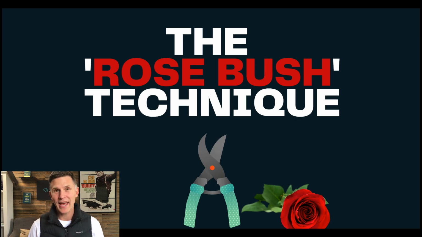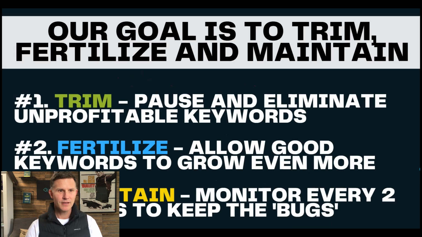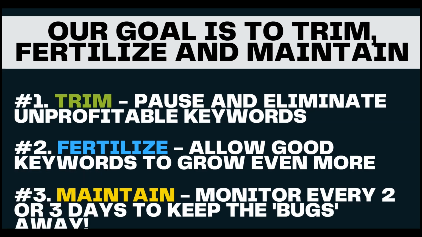So let's have a look at the 3 key things that we do as part of the rose bush technique that I utilize. Our goal is to trim, fertilize and maintain our campaigns, and that's why I call it the rose bush method. Number 1, we're trimming. We're going to trim that rose bush, so we're going to pause and eliminate unprofitable keywords. So what's dying off, what's not working well, what can we get rid of that's going to make things healthier.